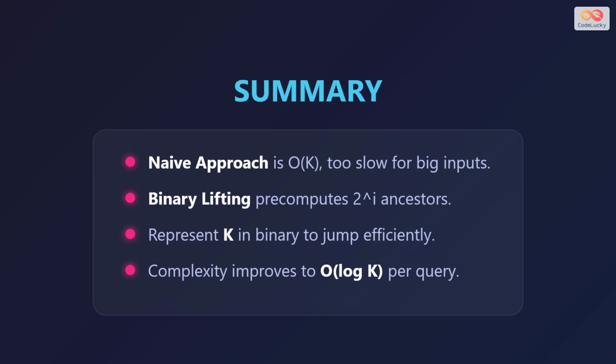To wrap up, the naive approach of climbing the tree 1 by 1 is O(k) and often too slow. Binary lifting allows us to pre-compute ancestors at powers of 2. By breaking k down into its binary components, we can jump up the tree efficiently in O(log k) time. This technique is a powerful tool for many tree-related problems.